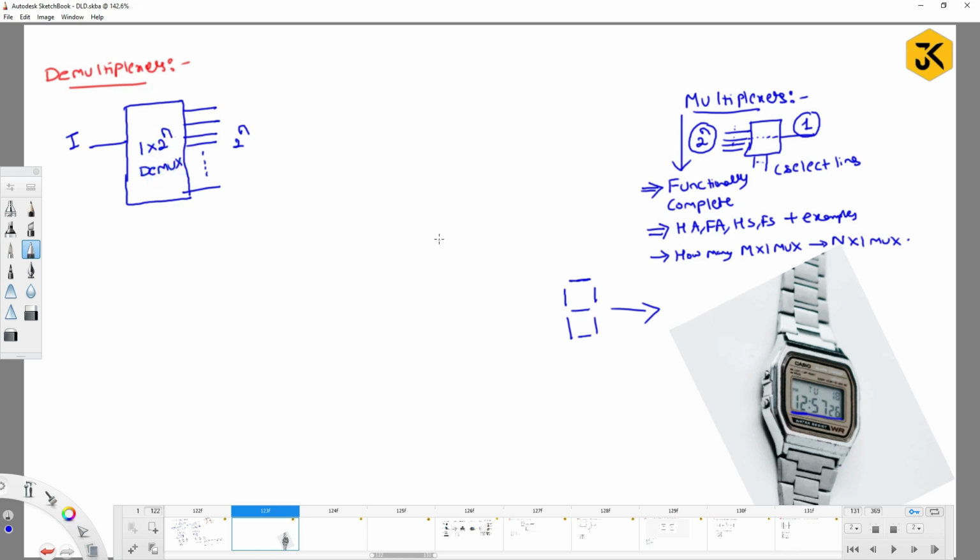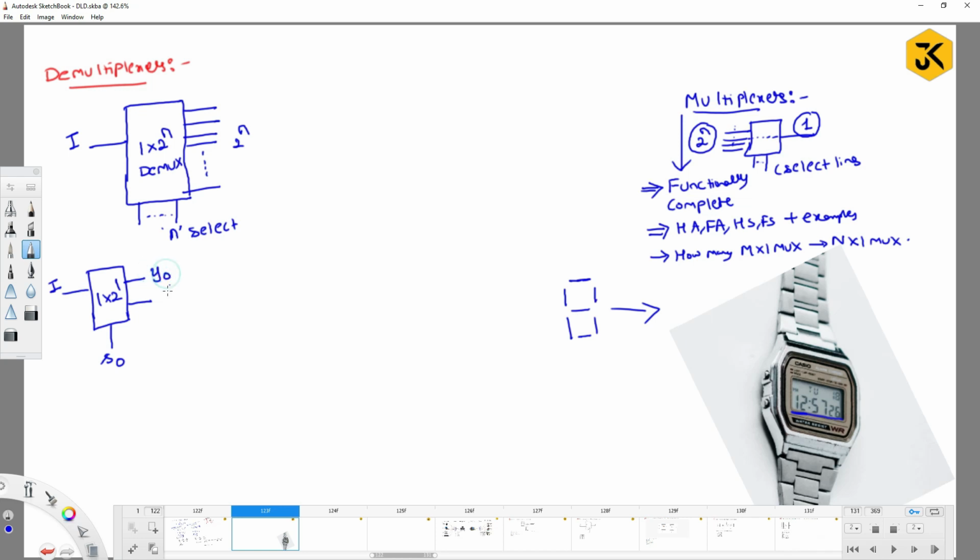But you need to provide some control lines, as you know its meaning. So if you have 2 power n outputs, you are going to have n select lines. For example, take a demultiplexer of size 1 by 2 power 1, meaning we have 1 line as input and 2 lines as output. How many control lines are there here? One control line exists.